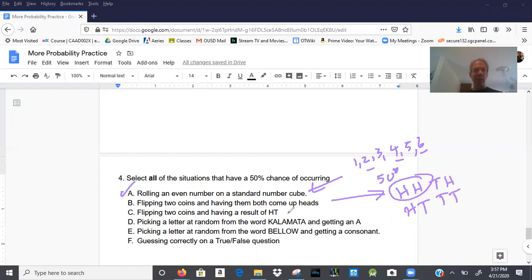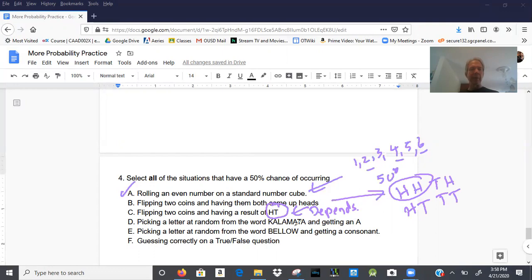Flipping 2 coins and having the result heads tails. Now, this is a good question. If order matters, there's not an answer. If just getting this combination right is all you need, like I need 1 head and 1 tail, then it is. So this one, it depends. If this was a question on a test, I would be really mad because it's not clear to me what answer they want. But if it said getting a heads and a tails, then it would be yes. I think because of the way it's written, it's probably a no.